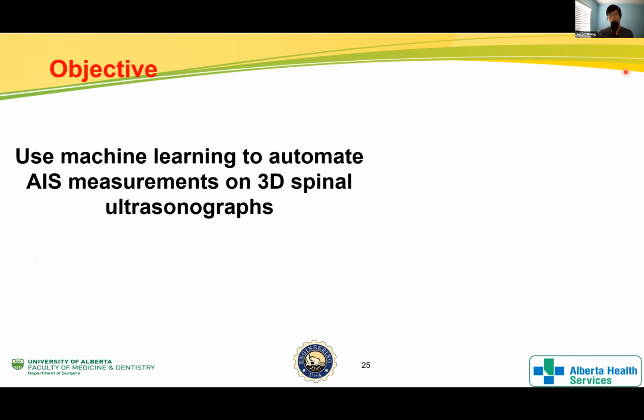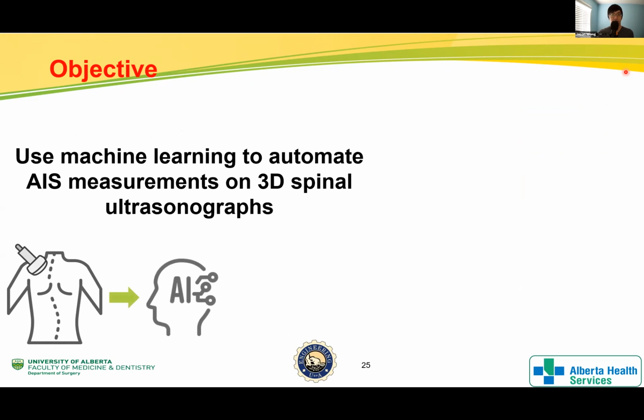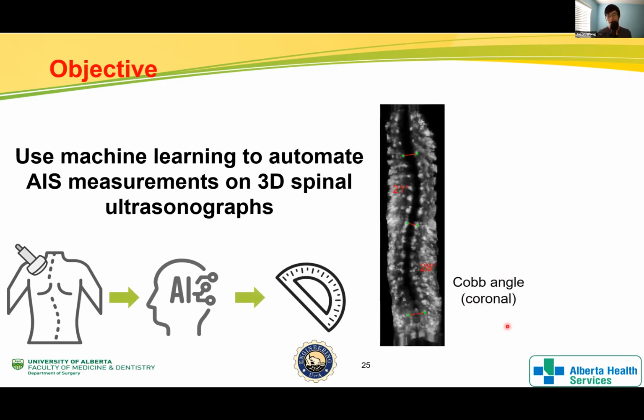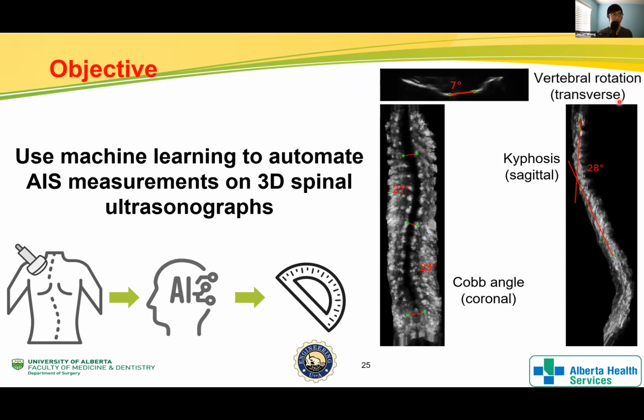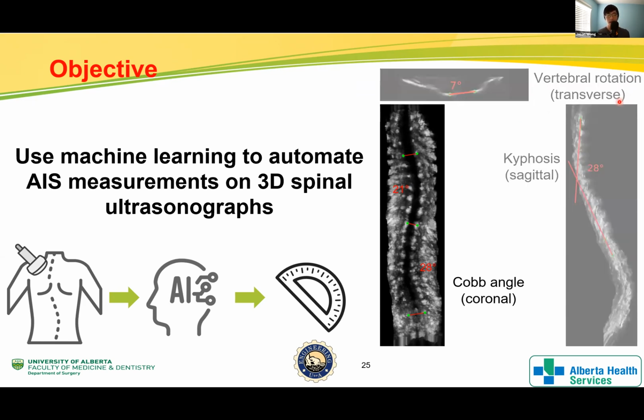And so really what we want from our final system is we get our ultrasound scan of a patient with AIS. We input that into a trained machine learning or artificial intelligence model, which then outputs the relevant measurements. And so the relevant measurements for our case are the Cobb angle in the coronal plane or the posterior anterior view, the kyphosis in the sagittal plane or the lateral view, and finally the vertebral rotation in the transverse or axial views. And so I've been focusing on the Cobb angle, so I'll be reporting on some of the methodology and results that I have for that so far.